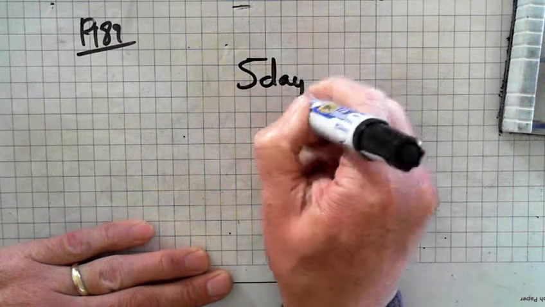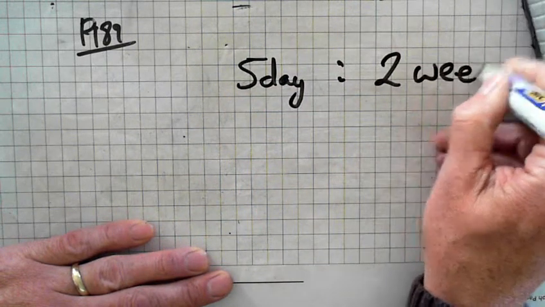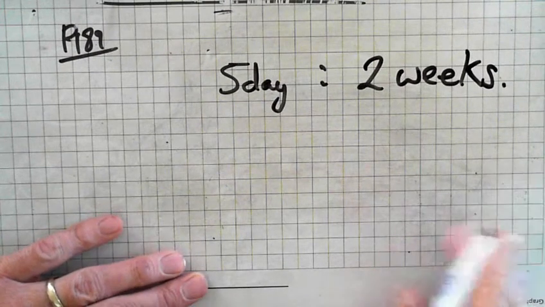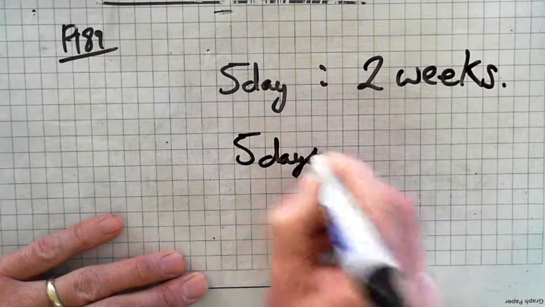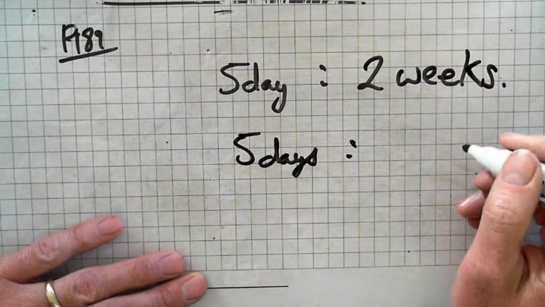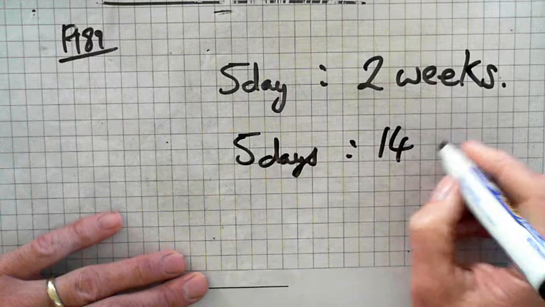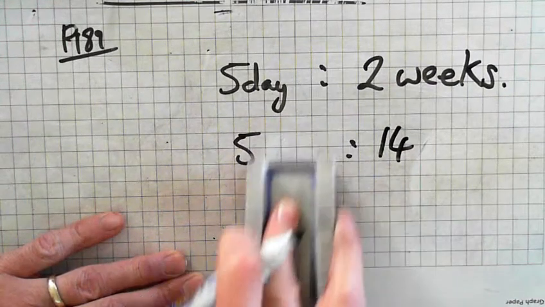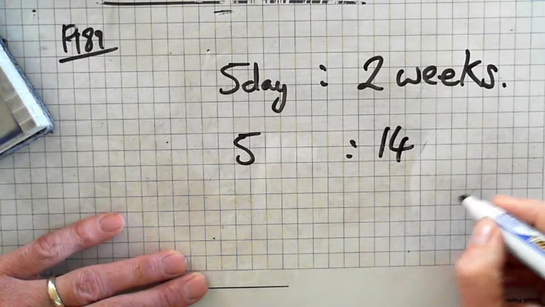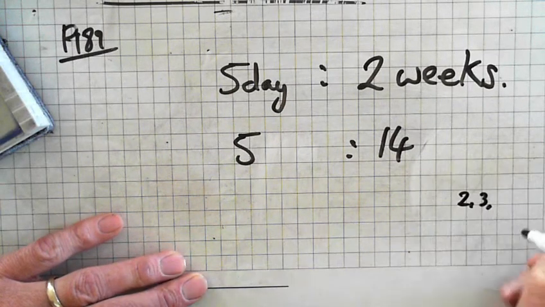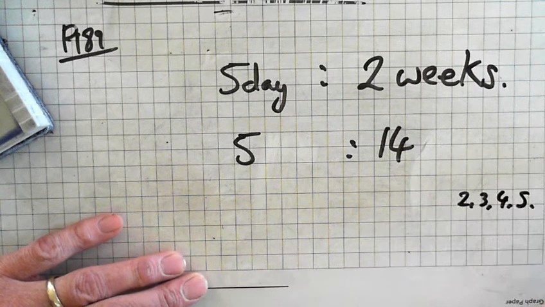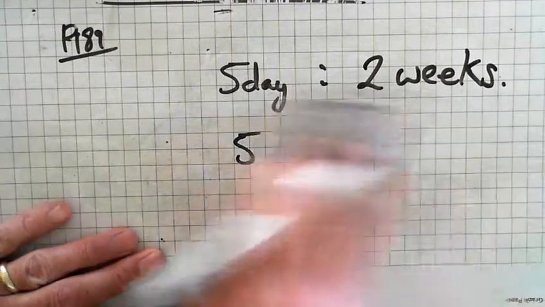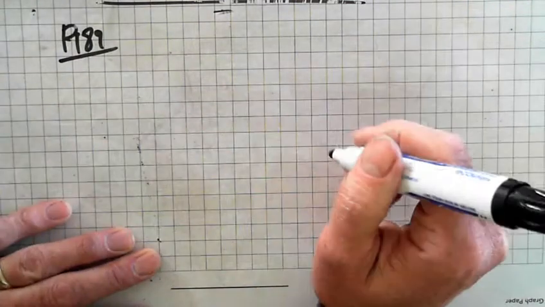Okay, another one. 5 days, 2 weeks. It's just like the cake. Which is the smallest part? Days is the smallest part. So we've got 5 days. How many days in 2 weeks? 14. 5 is to 14 days. Can I simplify? Is there a number that will divide into 5 and 14? No. Will 2 divide in? No. Will 3 divide into both? No. Will 4 divide into both? Will 5 divide into both? If 2, 3, 4 and 5 won't divide, you can't simplify further. Nothing else will.